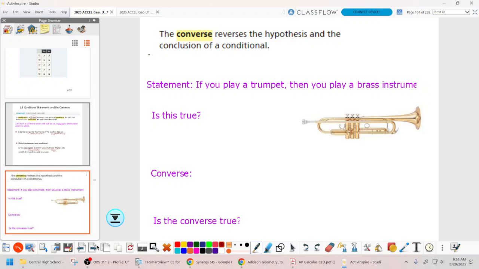Alright, so here's the converse. We've talked about it. Do you guys remember what converse means? Do you ever read your notes after we write them down? Not really. Read those notes. Converse means read it backwards. Remember that? Oh yeah.